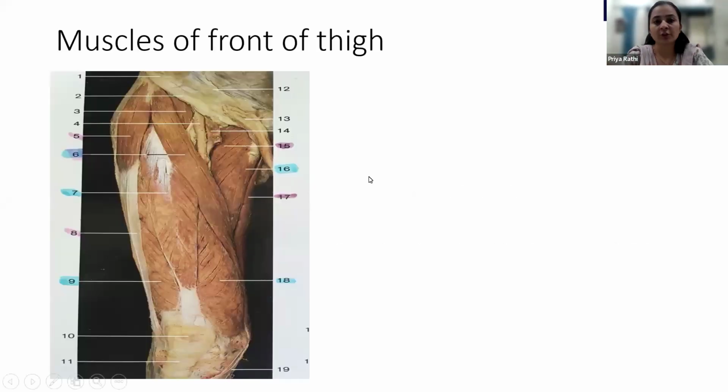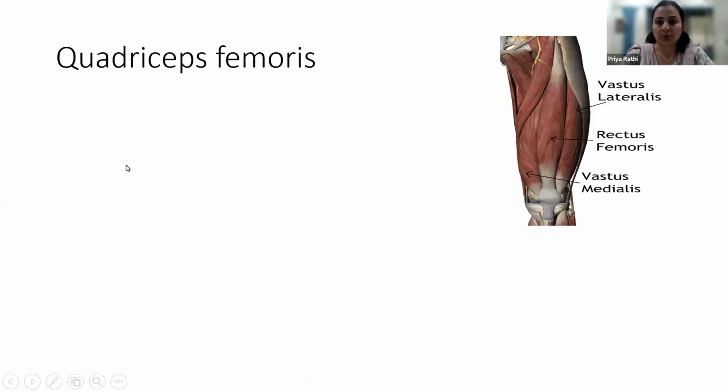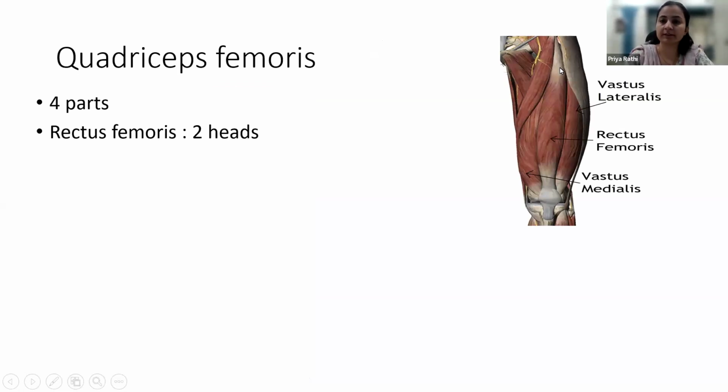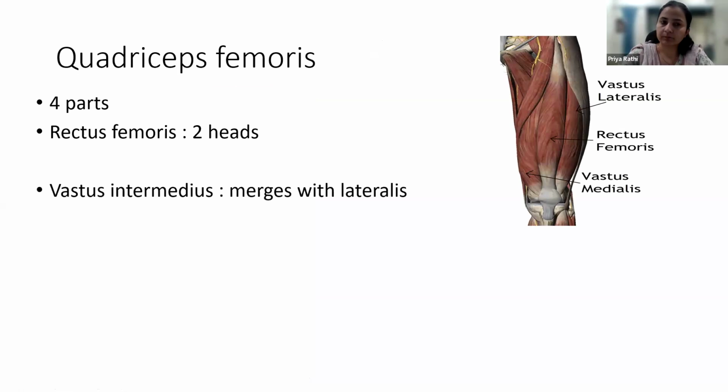So muscles of front of thigh include quadriceps femoris, the sartorius, and tensor fasciae lata. Quadriceps femoris has 4 parts. One is rectus femoris. It has 2 heads. One head arises from anterior inferior iliac spine. Other head arises from the groove above the acetabulum. So rectus femoris crosses hip as well as knee joint.